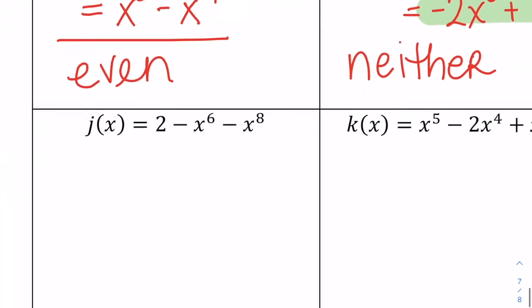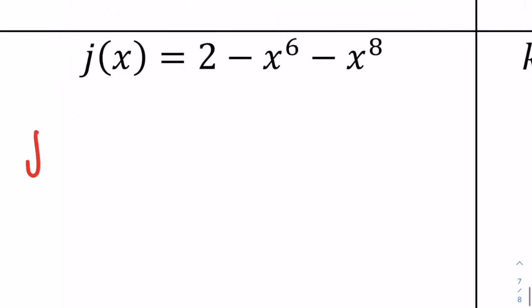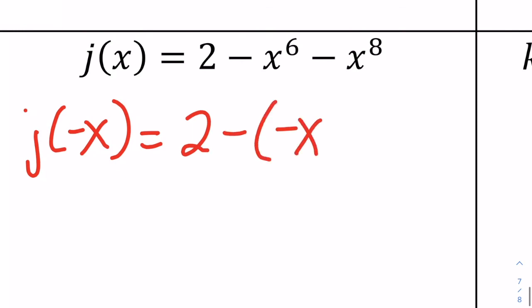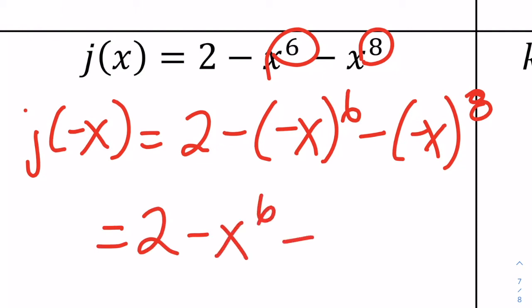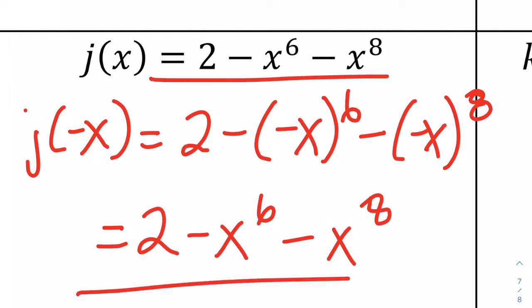Now let's go to this example. When we plug in a negative x, we get 2 minus negative x to the 6th minus negative x to the 8th. Again, we're having even degrees here. So this will equal 2 minus x to the 6th minus x to the 8th. And it'll still look exactly the same as the original. So that one will be even.